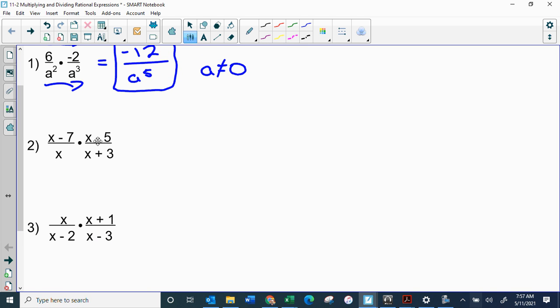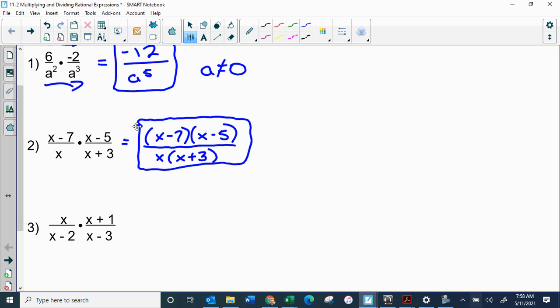x minus 7 times x minus 5. We're actually just going to leave it like that in its factored form because in algebra we considered that to be simplified as opposed to multiplying this together and ending up with a trinomial. So we're going to leave it that way, and then we're going to multiply x times x plus 3. We can't simplify this. There's no common factors here. So that's actually our answer.